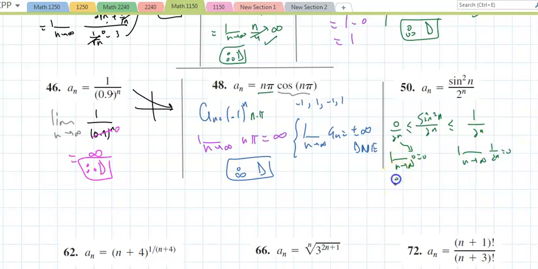Therefore, the limit as n approaches infinity of the sine squared of n over 2 to the n equals 0 by the sandwich theorem or squeeze theorem, therefore converge. So all of these diverge except for this one.